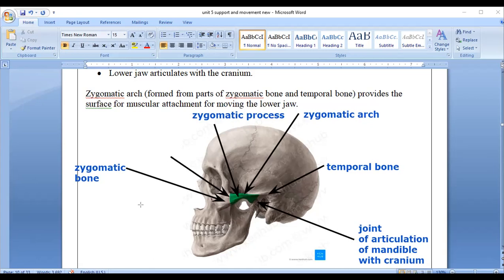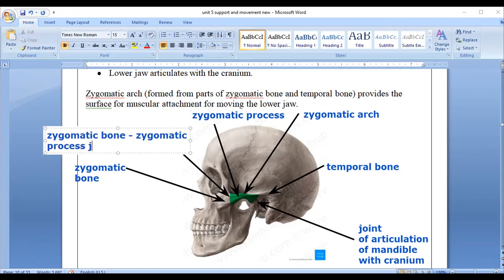In this place, it is the zygomatic bone, and the zygomatic process joint. Understood?